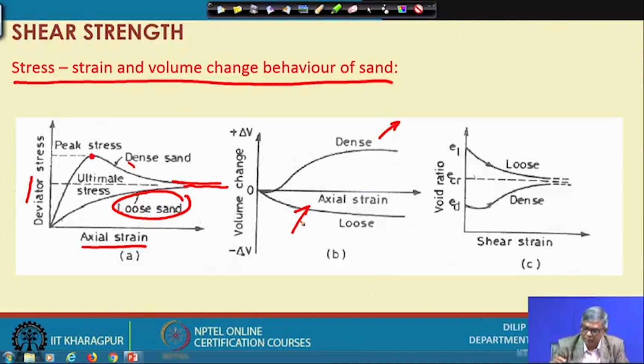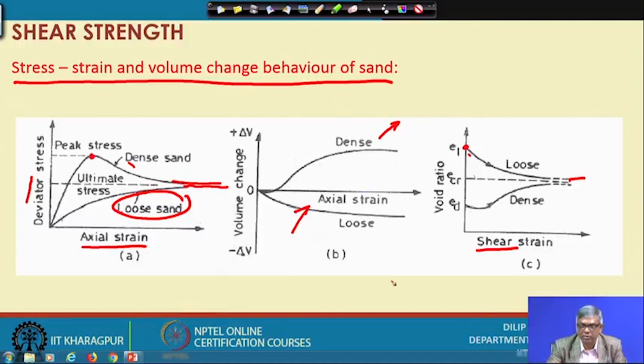Here, if you consider a loose soil, the initial void ratio may be here, that is e loose. When you shear continuously, at different stages its void ratio will be decreasing, because the volume is changing, meaning the voids are reducing. So void ratio automatically becomes smaller. With shear strain the void ratio decreases, but at a large strain value the void ratio will become constant.